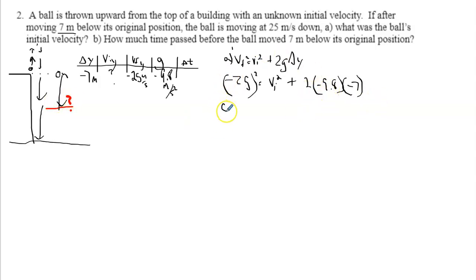So negative 25 squared is 625 when you put that in your calculator. VI squared still stays VI squared because that's our variable. 2 times negative 9.8 times negative 7, when I did that, I got 137.2. And then from here on out, it's just doing the algebra with this. So we're going to subtract 137.2 from each side.